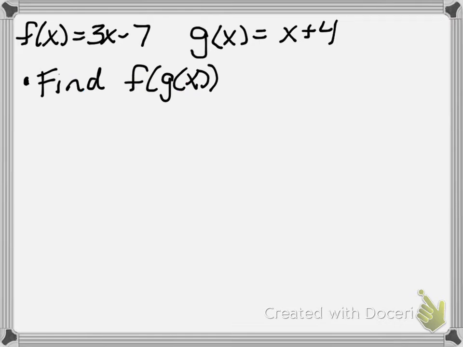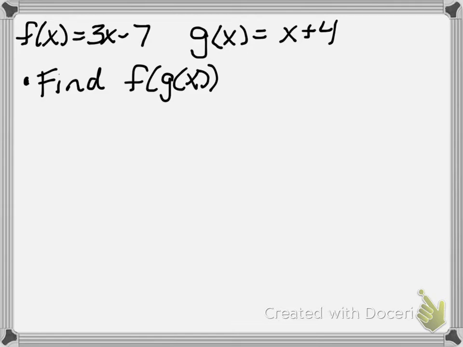Here's an example that doesn't have numbers. If you notice, it's f of g still, but instead of g of 2 or g of some number, I just have g of x. So if I want to find f of g, or f composed with g, I'm going to take the function g of x, and I'm going to put it inside the function f. So instead of having the function f and inputting a number into the equation, I'm going to take the function f and input the function g.